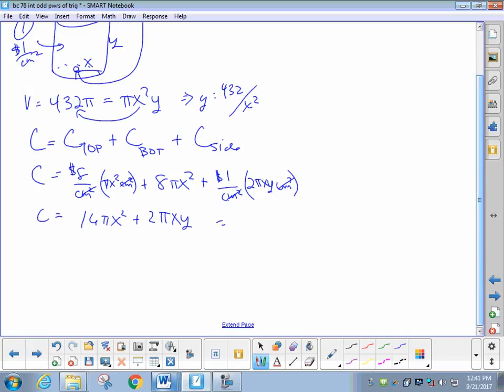So the equation then is 16 pi x squared plus 2 pi x times 432 over x squared, or 16 pi x squared plus 864 pi x to the negative 1. Does that get you started, or do we need to do the calculus? We need to do the calculus. I don't think you do. I think you can take a derivative with the power rule. I really think you can. So, show some initiative, take it on yourself.